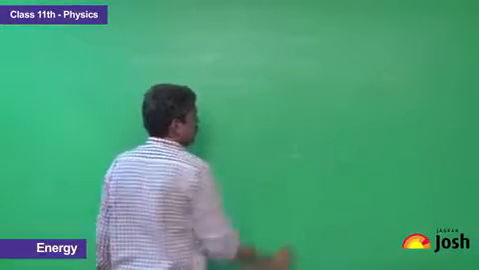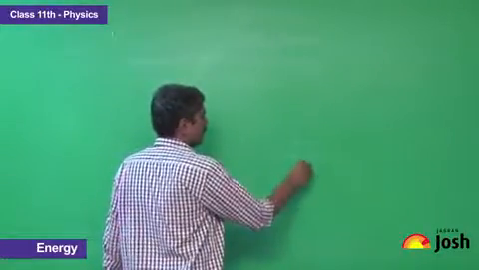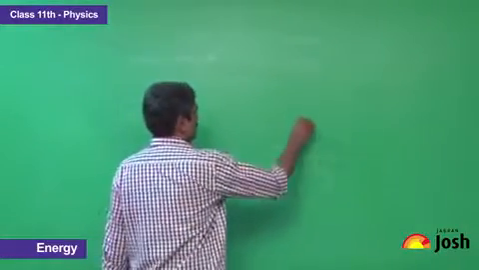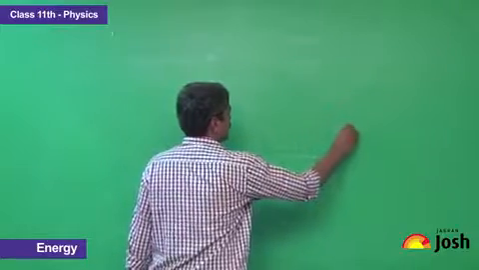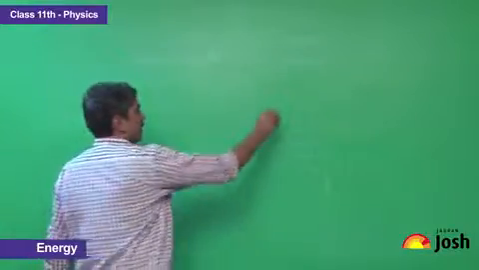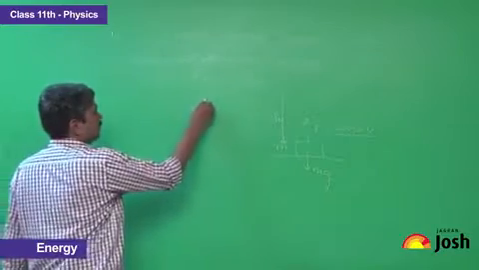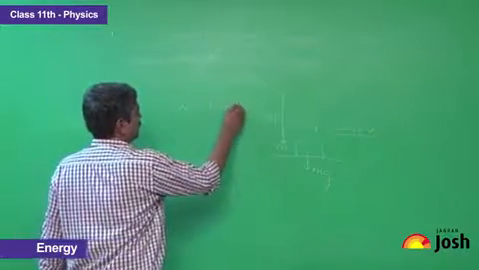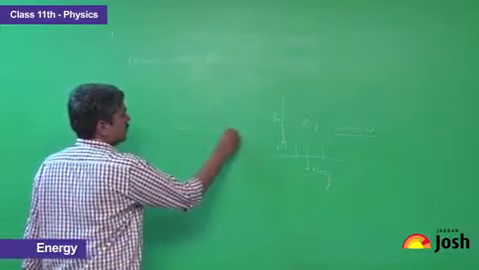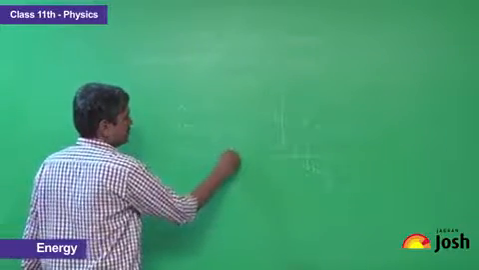Suppose a block of mass m is kept on a surface. The weight acting on the body is in the downward direction, that is mg, and now the block is lifted up with a constant velocity up to the height h. Then the work done is W equal to F into d. The force applied is mg and the displacement is h. W is equal to mgh.